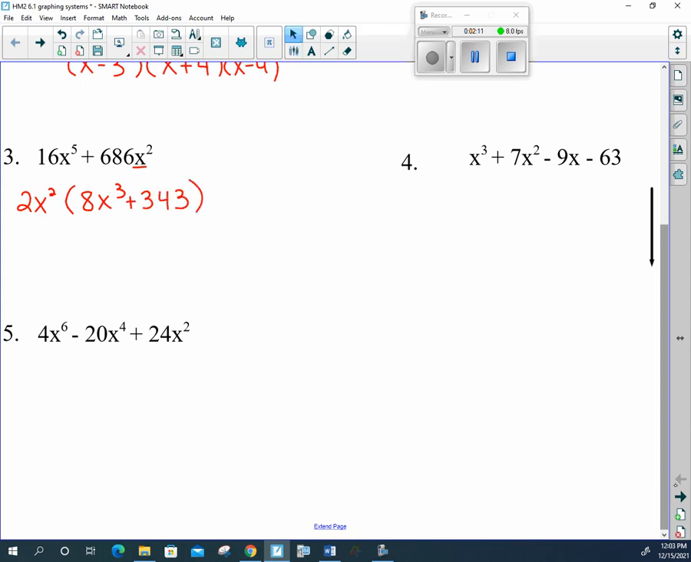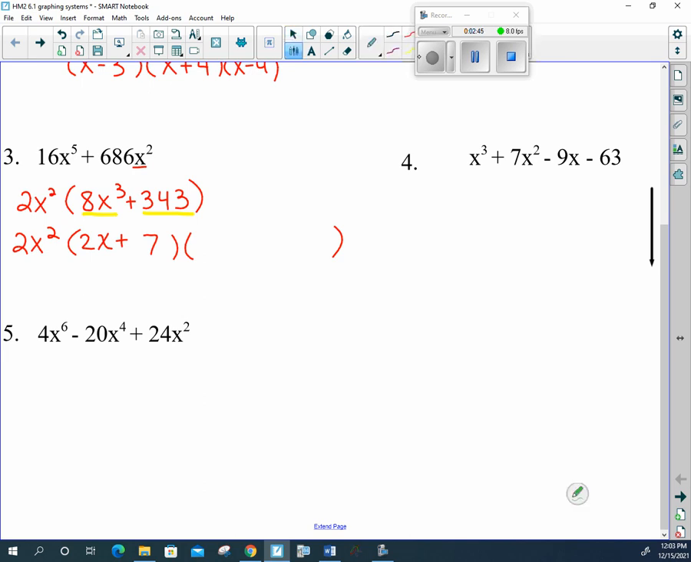Okay, this underneath in our parentheses is now going to be sum of cubes. 8x to the third plus 343. That's our sum of cubes pattern. So remember, in our sum of cubes pattern, we're going to have a smaller parenthesis and then a bigger parenthesis. In the smaller parenthesis, we can get those first 2 terms by taking the cube root of 8, which is 2, cube root of x to the third, which is x. Same sign, so it's a plus. And then the cube root of 343 is 7.